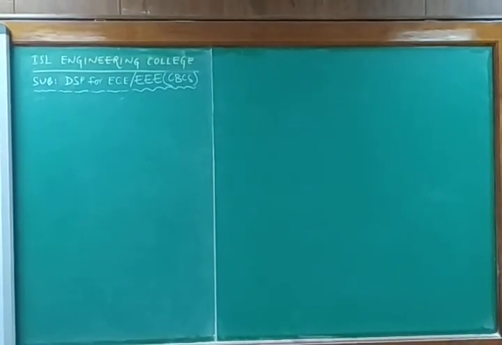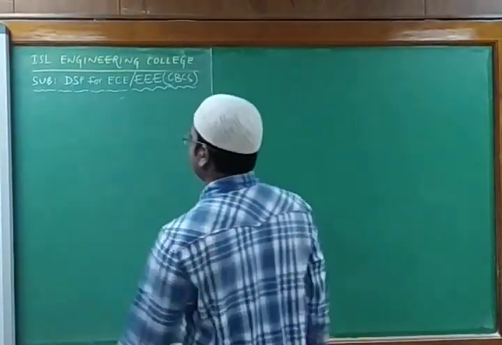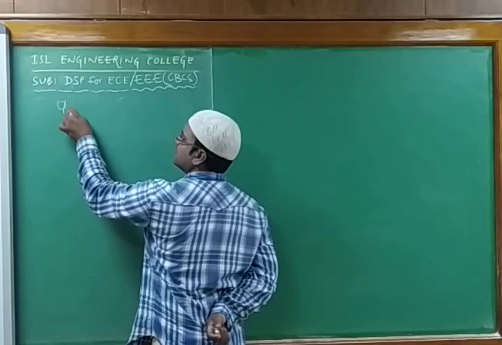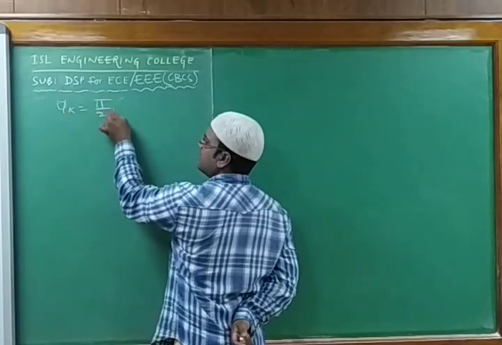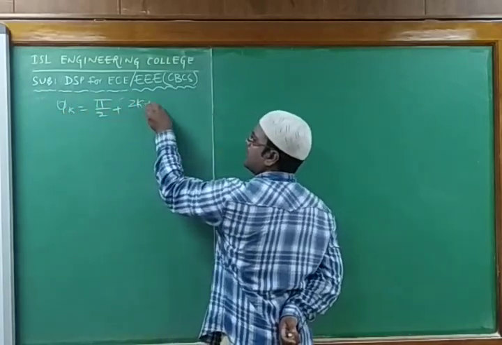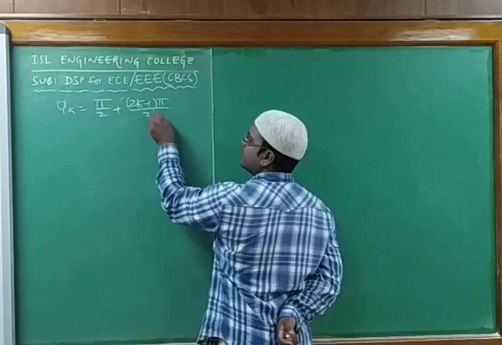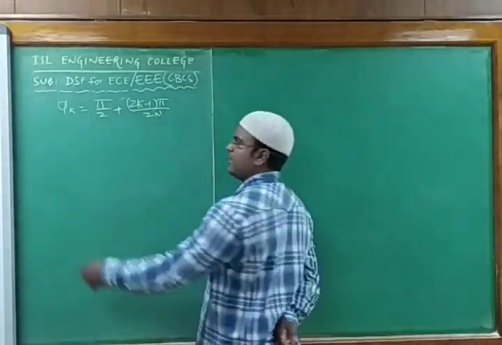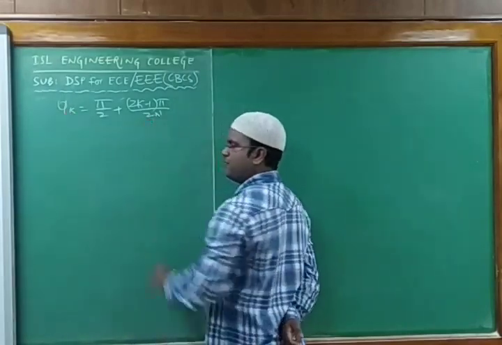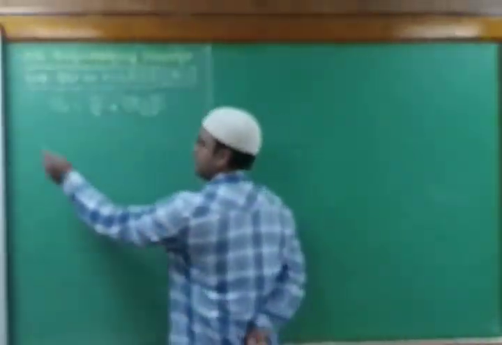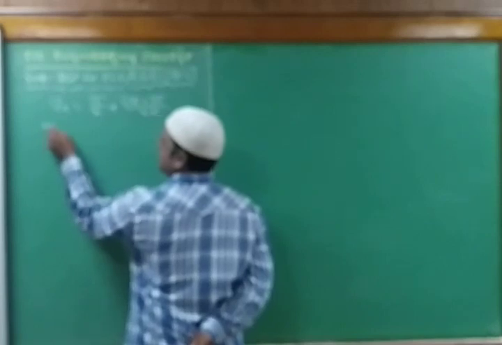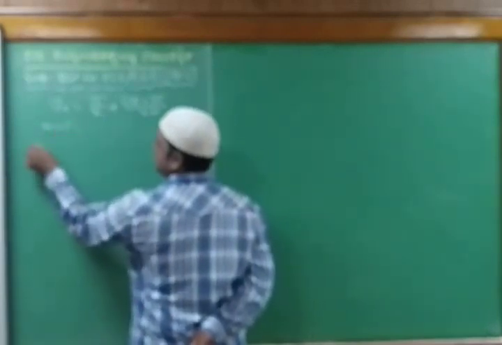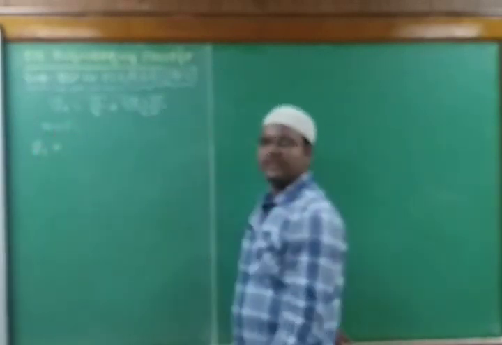So we are using the formula for finding the phi k, students. Phi k is equal to pi by 2 plus (2k minus 1) of pi by 2n, right? Now we use different values. What are the different values of k? Actually k depends upon the order n. Since n is 5, we start with phi 1. That means wherever k is there, we put 1.